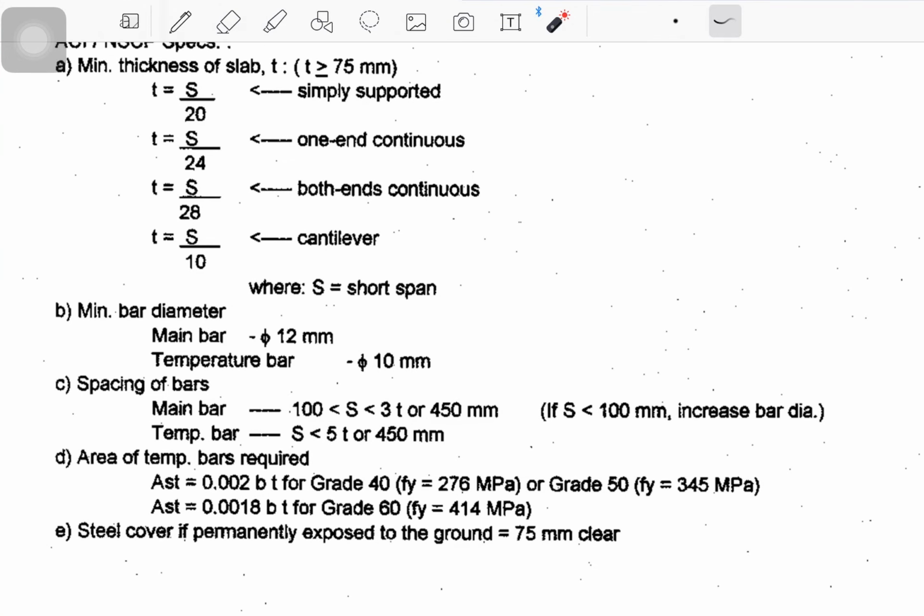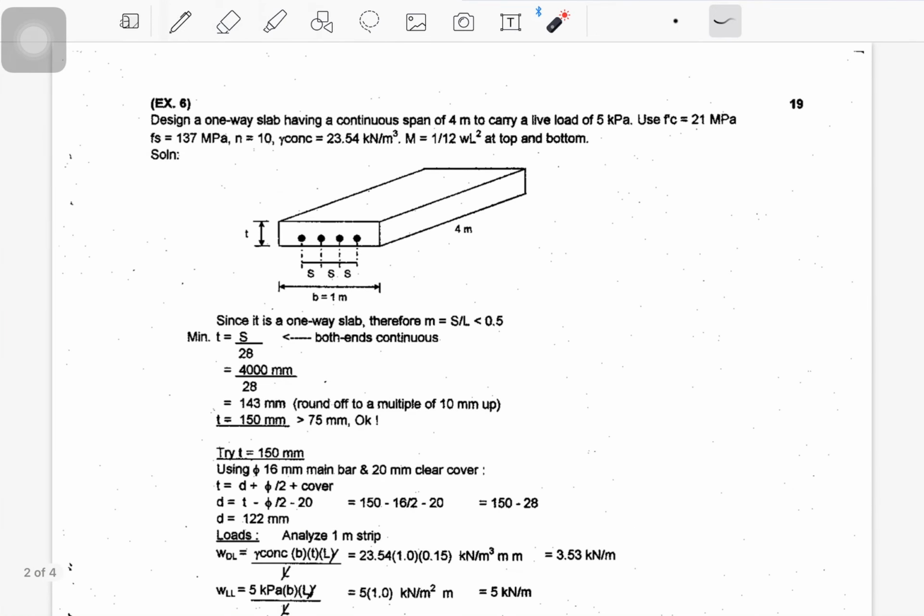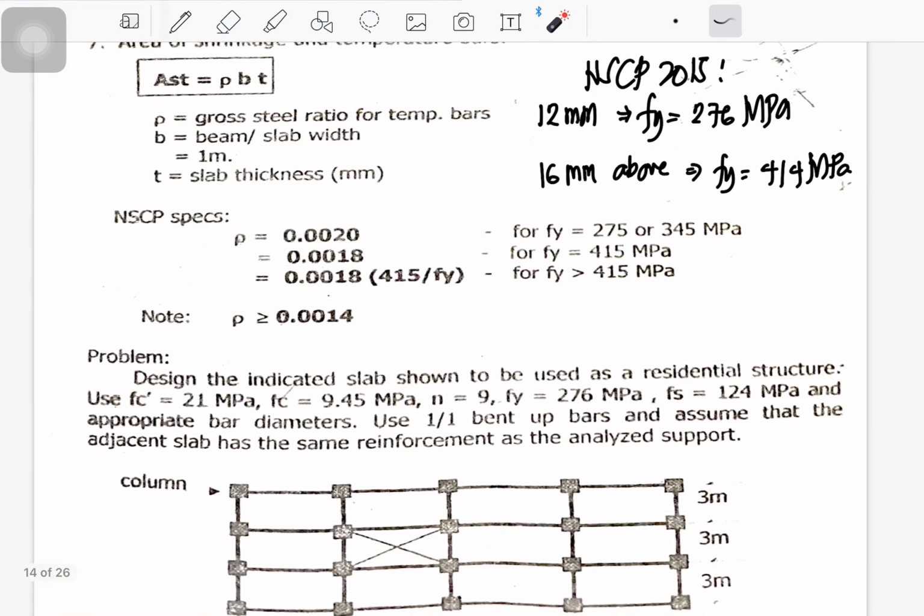So in the ACI code or the NSCP code, you have the required AST. This is for the shrinkage, the area of the shrinkage. And for the steel cover, if the concrete is permanently exposed to the ground, it should always have a clear cover of 75 mm. Normally that is outside the building, so you can have 75 mm cover. Okay, so let's have some examples.